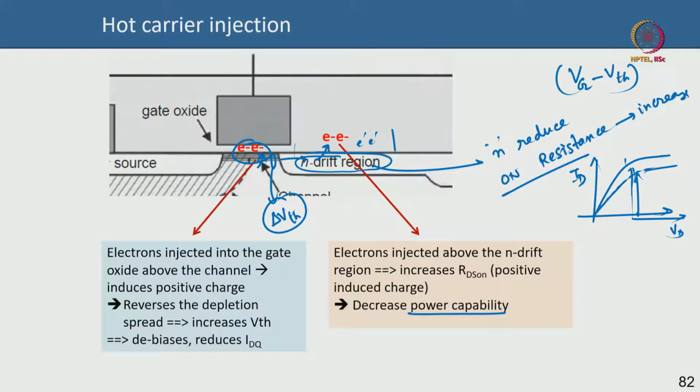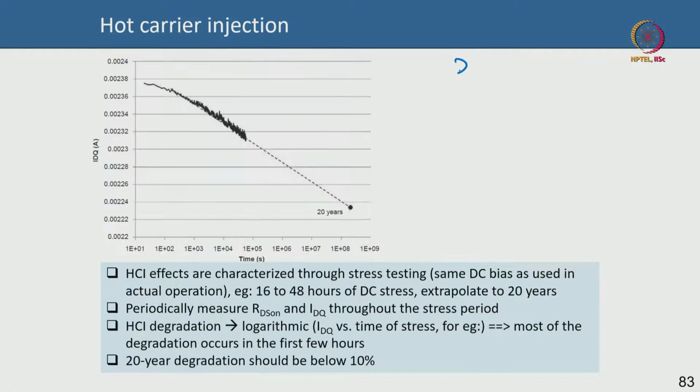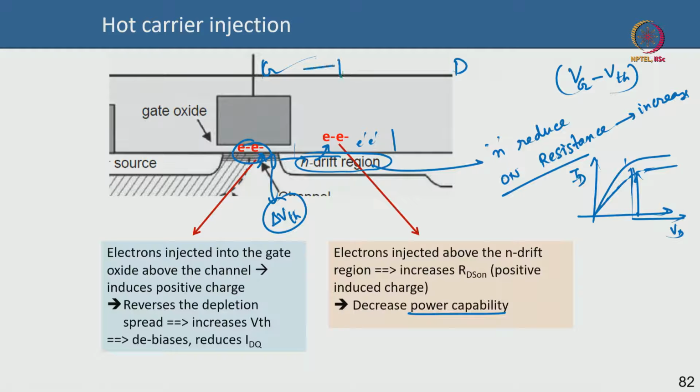So hot carrier is a nuisance, it's a bad thing, but you can prevent hot carrier injection by reducing the field between the gate and the drain. This is the gate and the drain. So if the field between the gate and the drain is reduced, then your hot carrier injection will also be reduced. But to reduce the field, you have to increase the gate drain spacing, LGD. For a given drain bias, if your gate drain spacing is large, then your hot carrier injection will be reduced because your field will be low.